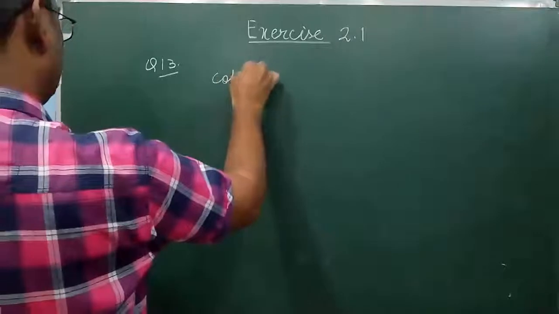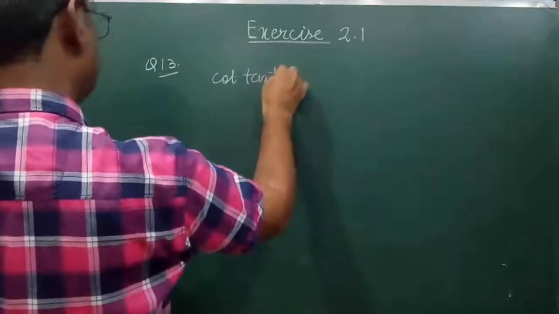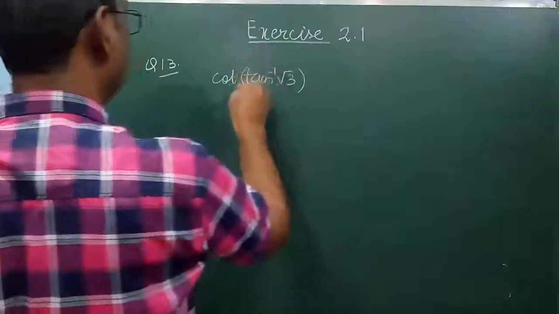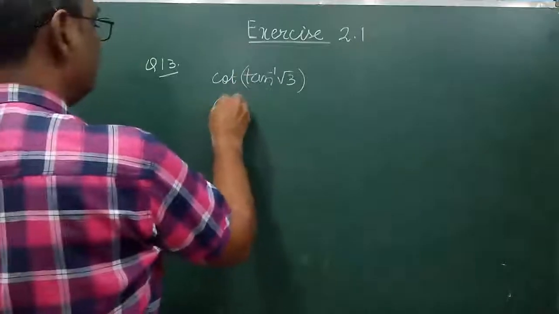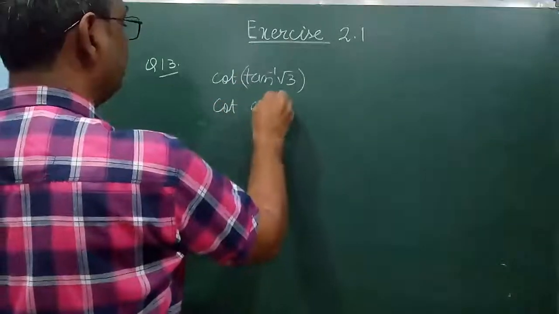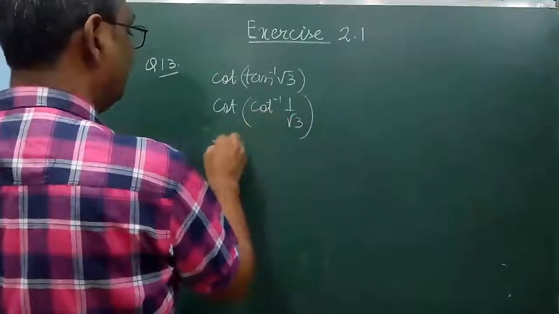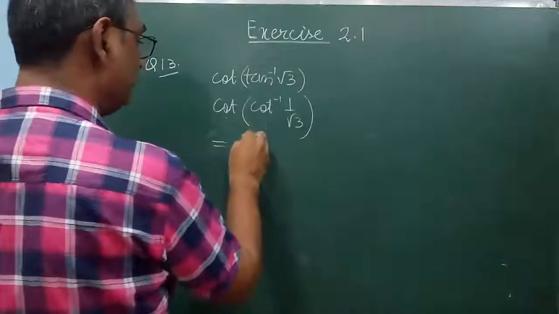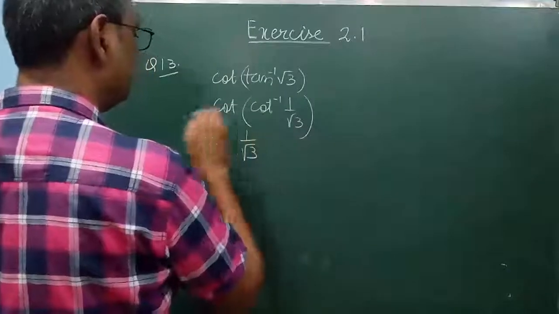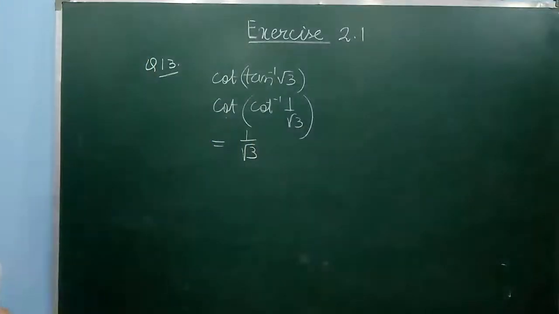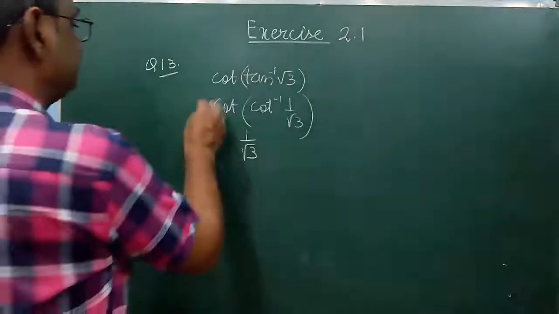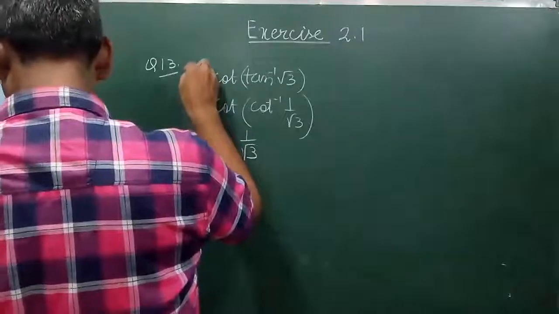Cot tan inverse root 3. Correct? So this is cot inverse 1 upon root 3, and here cot and cot inverse will go, so what will be left? 1 upon root 3. So the value of this one will be 1 upon root 3. This is the first one.